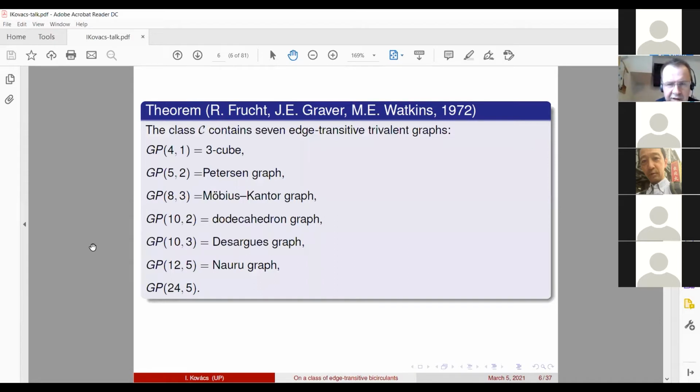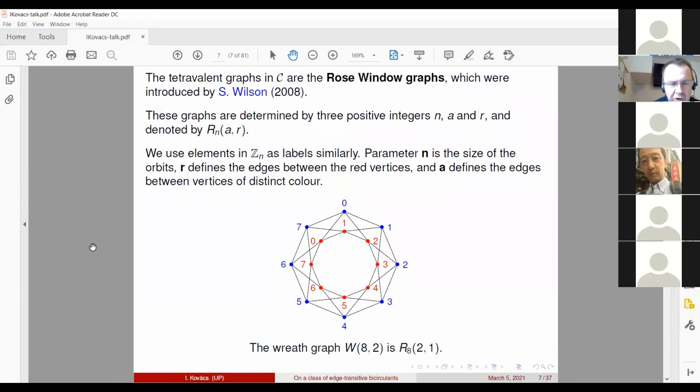Frucht, Graver, and Watkins also proved that among the generalized Petersen graphs, there are only 7 edge-transitive ones, and these are the 7 graphs. All of them have a name and all of them appeared in different contexts as well, except the last one, which, as far as I know, has no name. The point is that there are only 7 edge-transitive ones. So basically, we're interested in the edge-transitive graphs in this class. And the next case, the tetravalent graphs.